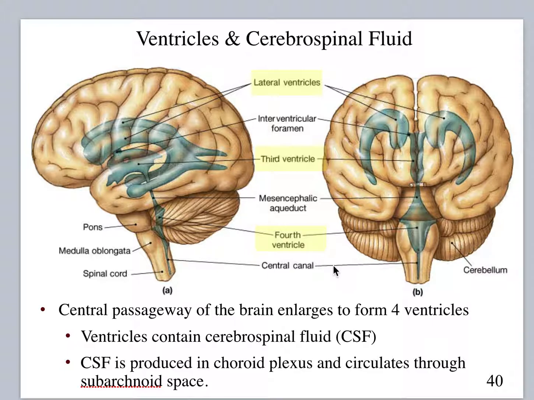Inside the brain, there are cavities filled with fluid called cerebrospinal fluid. These cavities are called ventricles. There's 4 ventricles. There's a right and left lateral ventricle. There's a third ventricle, and there's a fourth ventricle. And this continues on in the spinal cord as the central canal of the spinal cord. But there's fluid that circulates through all this complex of these ventricles and central canal.